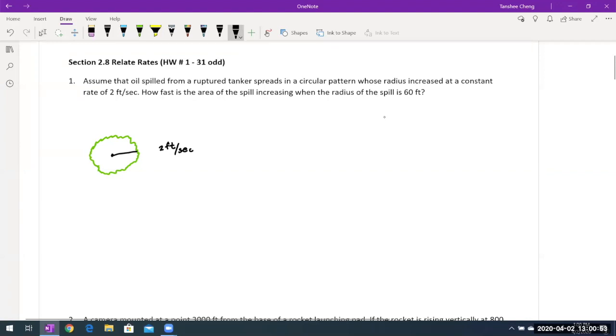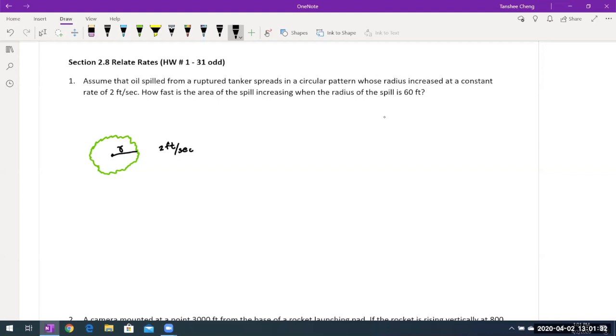Now, looking at this problem, first we can see the picture. Whenever you can draw the picture, try to draw it. That will help you to label things, and make sure that you label them correctly. At this point, the radius is basically the variable, and we know this radius will be increasing as time goes on, and the area will be increasing also as time goes by.